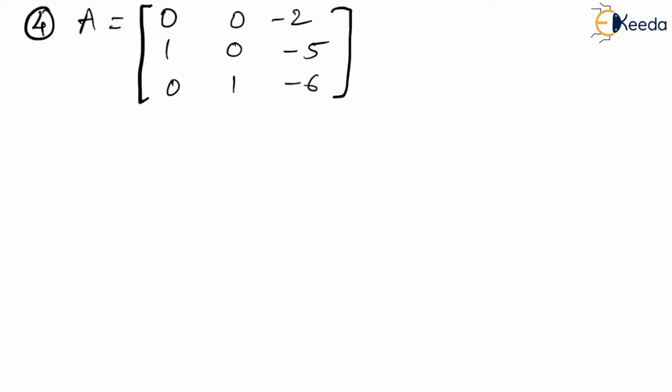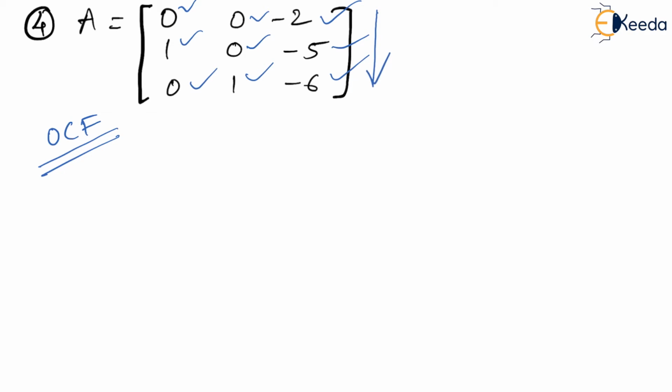Now, let me think of another question. Question number 4. Let us say that A is equal to, if you see here, 0 1 0, 0 0 1, and -2 -5 -6. So this is nothing but the observable canonical form. Yes, it is observable canonical form, right? So again we are going to go in reverse order here.